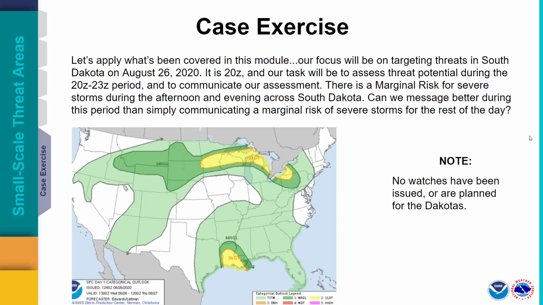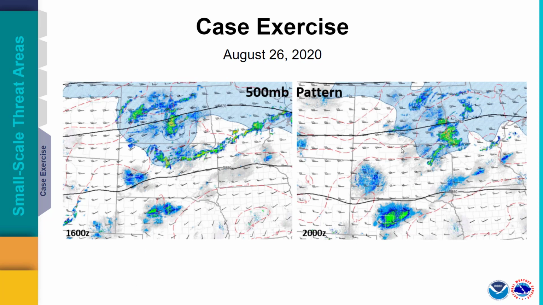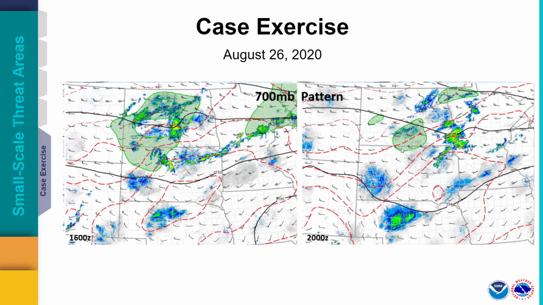Can we message better during this period than simply communicating a marginal risk of severe storms exists for the rest of the day? Note that no watches have been issued or are planned as of yet for the Dakotas. Aloft, we don't see much to support a significant severe weather threat. Just some weak waves aloft within generally zonal flow.